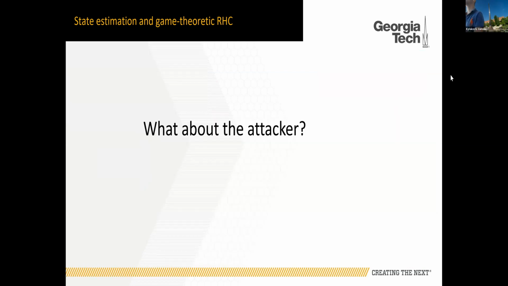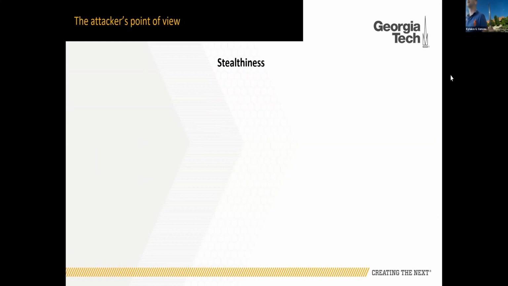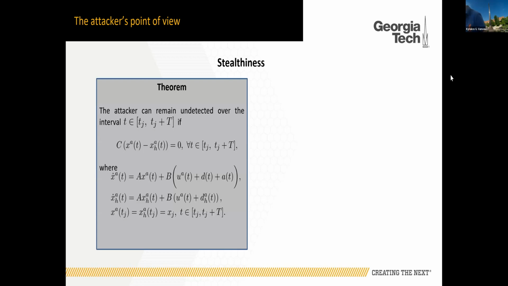Let's see what happens from the attacker side. Again, from the attacker's point of view, the attacker wants to hold stealthiness. This is the constraint he wants. He wants to hold stealthiness and then do the maximum damage by deteriorating the performance of our system under control. Again, we can see that the attacker can remain undetected over the interval by enforcing this constraint here, which again is for stealthiness. And then you can see that I can also have some more dynamical constraints, which are pretty similar to before.